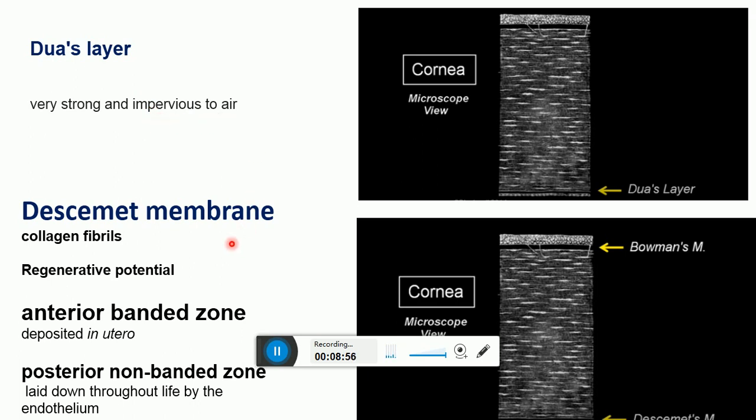The next layer is Descemet's membrane. It is a thick basement membrane. Here you can see Descemet's membrane is secreted by the endothelium. It is produced constantly. It thickens throughout life, 3 micrometer at birth, increasing to 10 micrometer in adults. Descemet's membrane does not adhere strongly to the stroma.